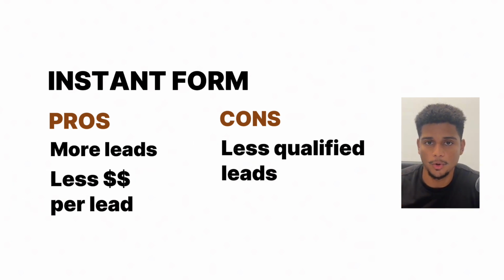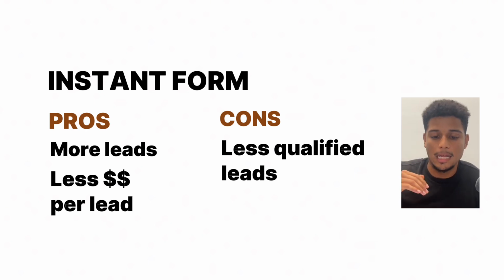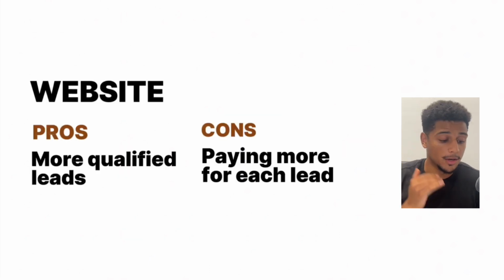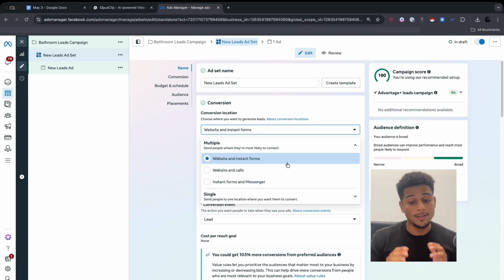Now, more leads doesn't always mean better. Usually the less resistance that you add in your campaigns, the more leads you're going to get, but the less qualified they're going to be. And the more resistance you add, the more hoops you make them jump through, the fewer leads you're going to get, but each one of those leads is going to be more qualified and more ready to buy. Both options can work. If this is your first time running ads, I recommend you start with the instant forms.